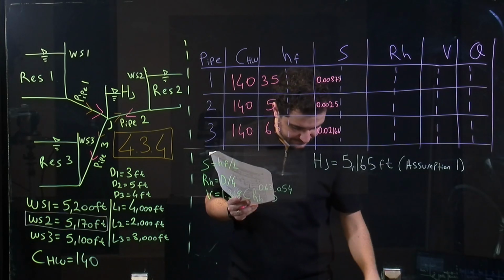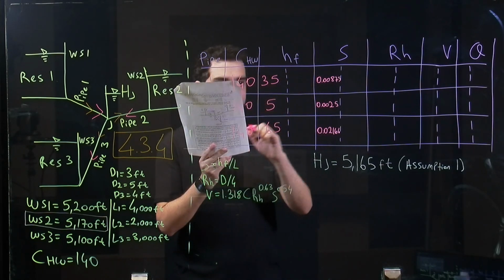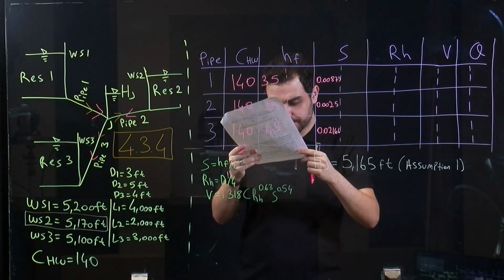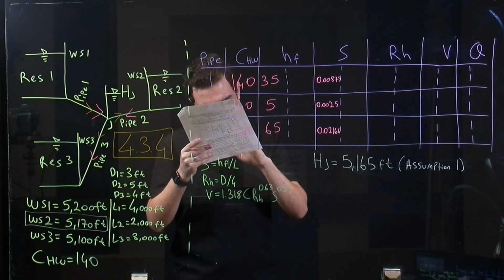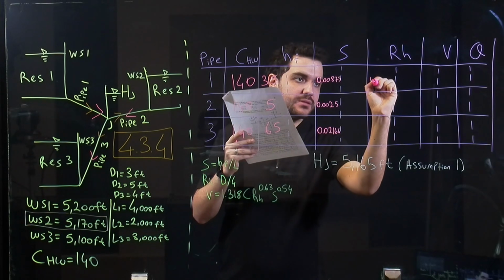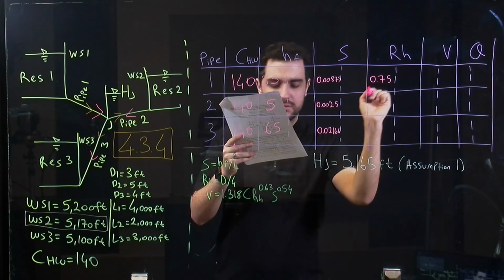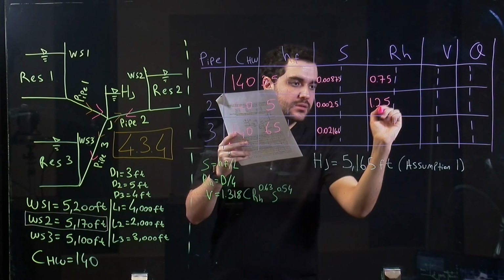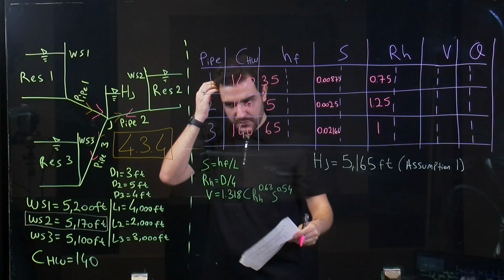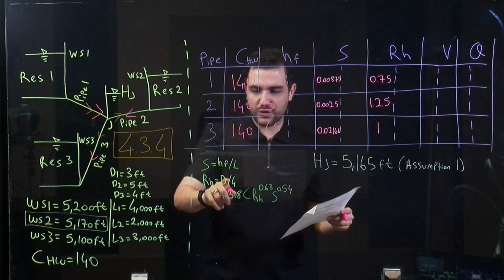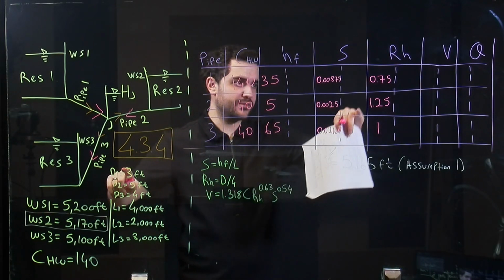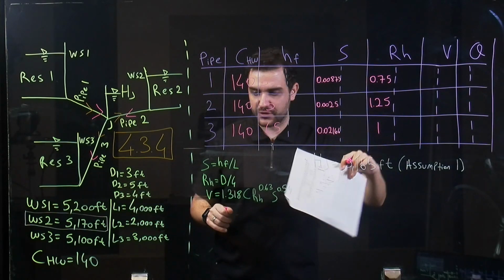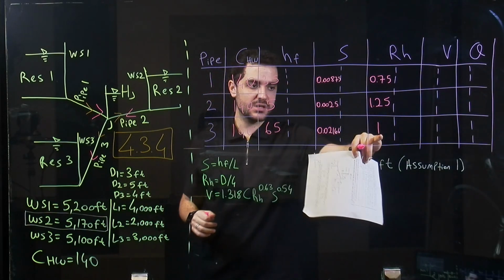And also, if you continue with the hydraulic diameter, which is d over 4, it will be 0.75, 1.25, and 1. And this is basically d over 4, 3 over 4, 5 over 4, and 1 over 4, 4 over 4, which is 1.